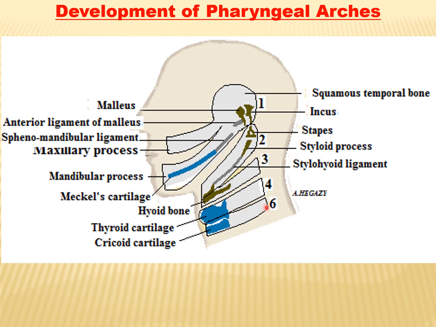Then we come to the sixth arch skeletal element derivative, which includes the other laryngeal cartilages except thyroid. These are the skeletal element derivatives of the pharyngeal arches. As we said, this figure is highly important to remember this structure.